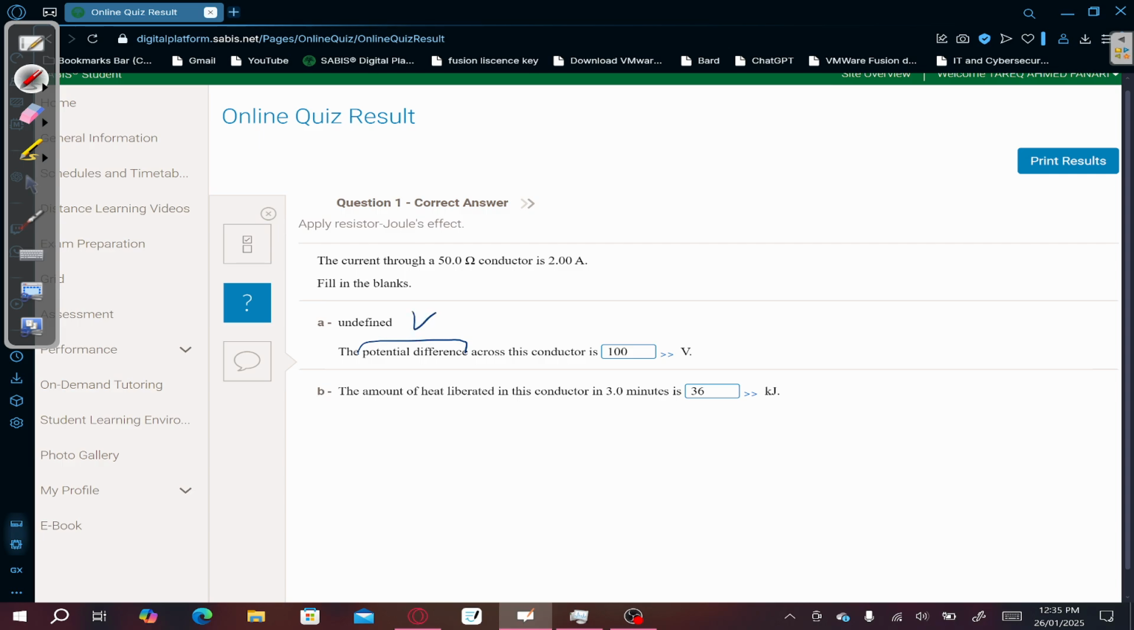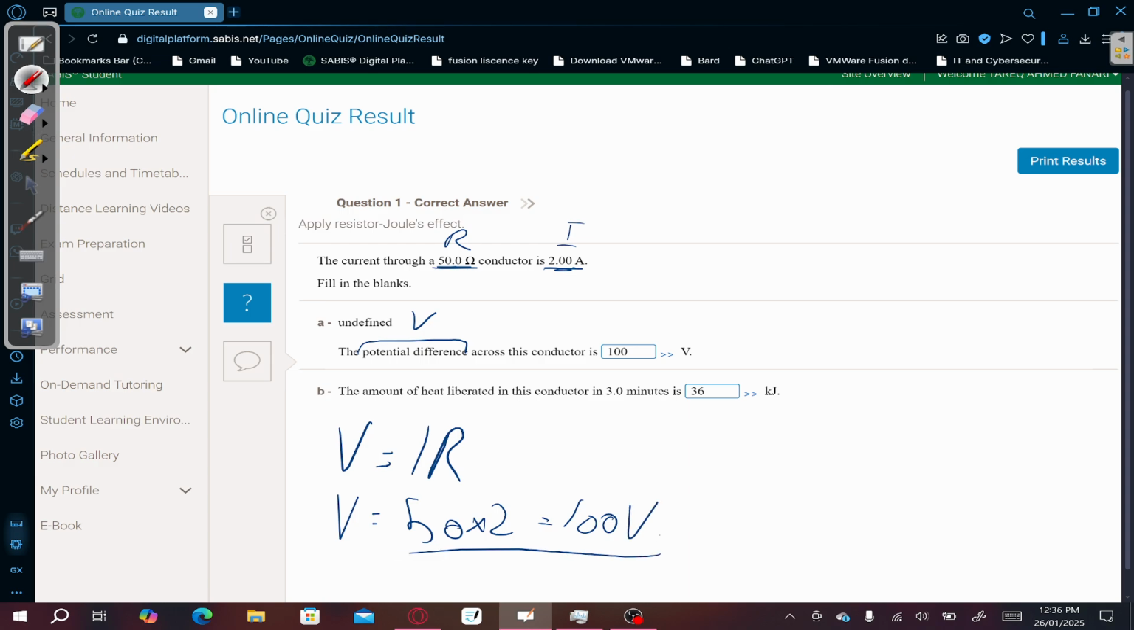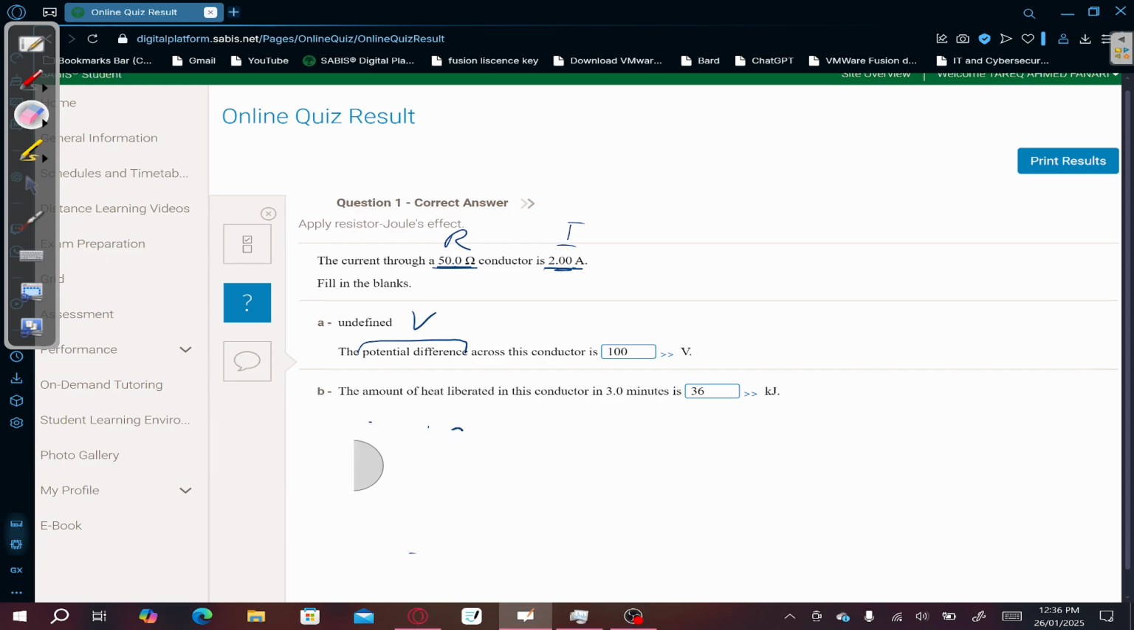Okay, now you know the potential difference is a voltage itself, right? So we're going to apply V equals IR. You guys have to be familiar with this formula. It's very important. They'll ask you a lot about it, or you'll use it a lot. Anyway, we're just going to substitute in our values. Our I is the current, which is 2 amperes, and our R is the resistance, which is 50 ohms. So 50 times 2 gives me 100 volts. And this is our answer for part A.